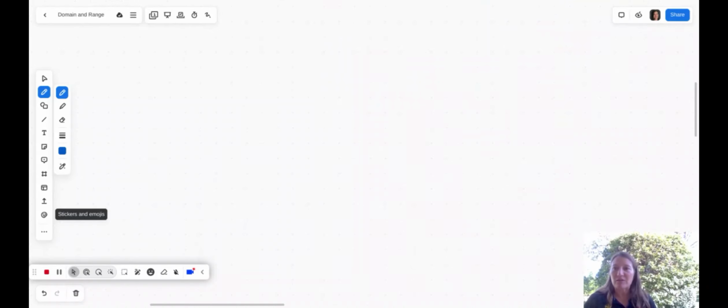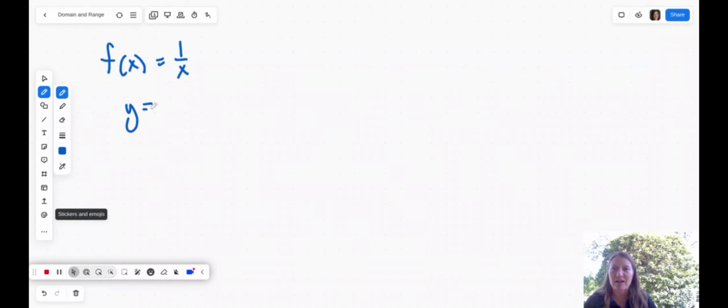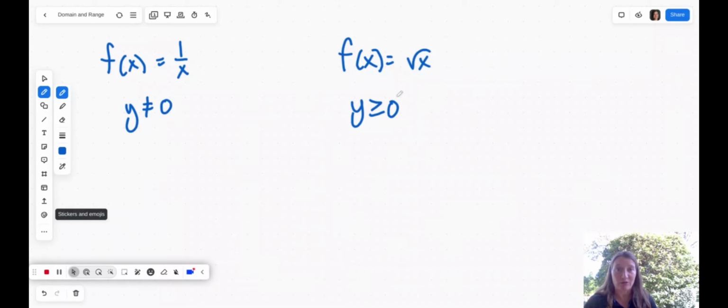1 over x, let's just take them one at a time. We'll go quickly through these guys. When it comes to 1 over x, the range here is that y cannot equal 0, because there's no way I can get 0 as an answer to that function. When I'm talking about square root x, now y will be greater than or equal to 0, because I can't get a negative answer when I take the square root of something.